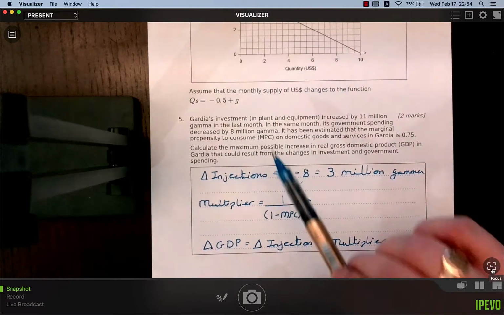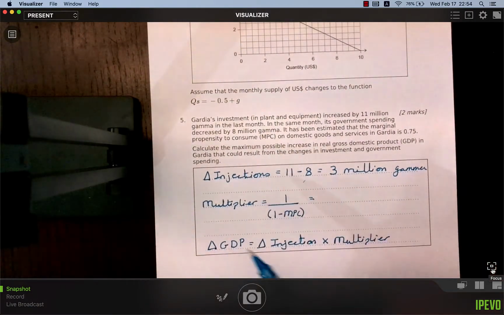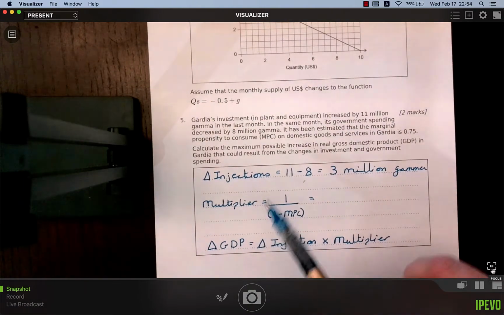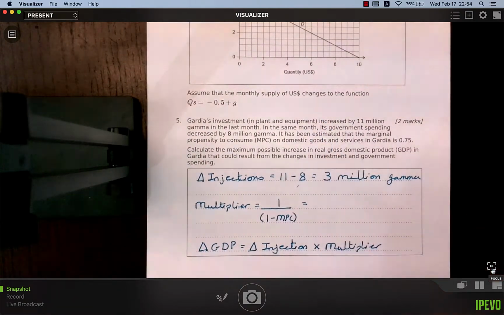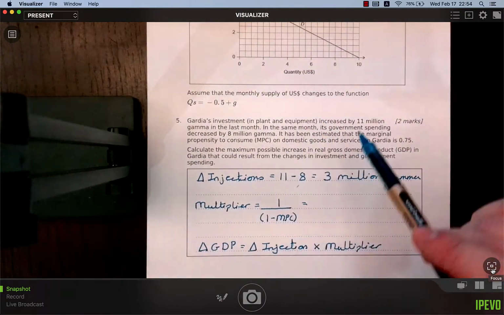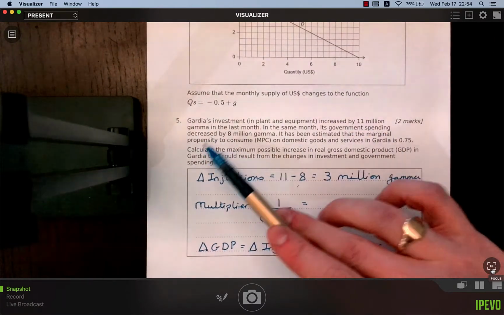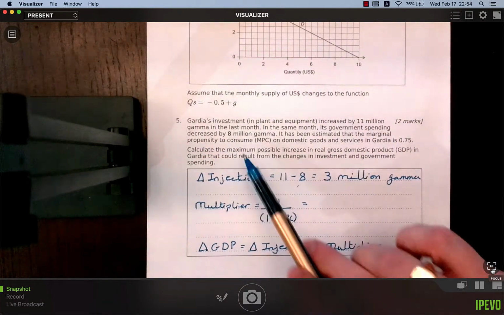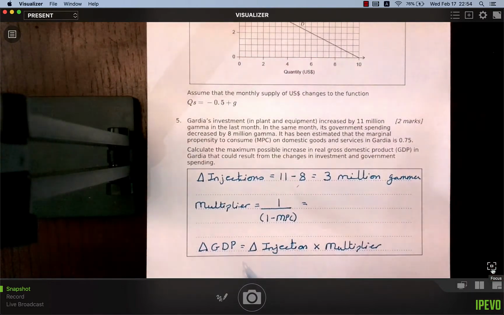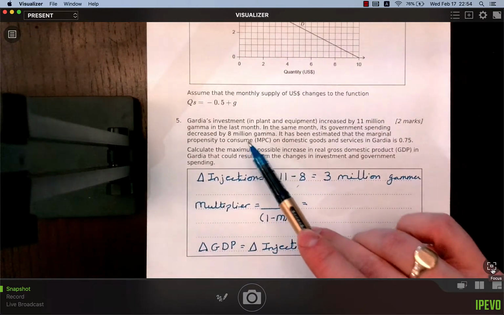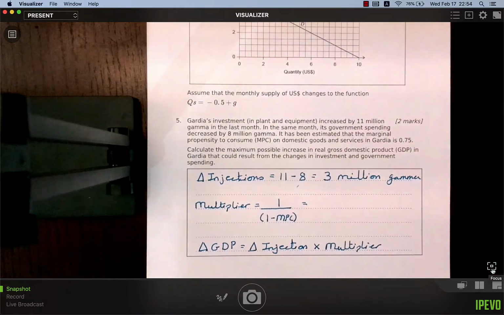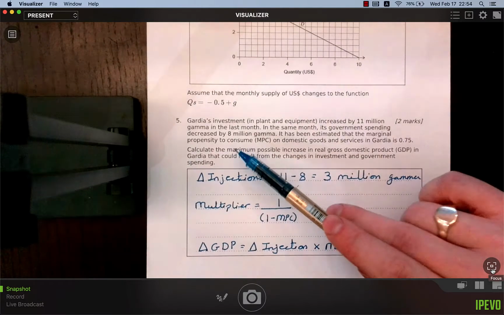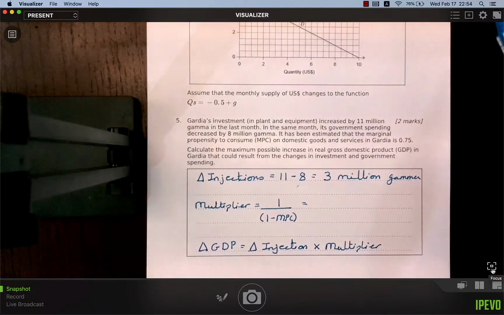This country, Guardia, which has, I was going to say the euro, no, the currency of the gamma. So Guardia's investment. What's the definition of investment? The production or purchase of capital goods increased by 11 million gamma. You might as well say dollars if you want to think about that, but don't write dollars. You'll definitely write gamma. So 11 million gamma in the last month. In the same month, however, not all of that is an initial injection, because its government spending decreased by 8 million gamma. Well, what's the change in injections then?